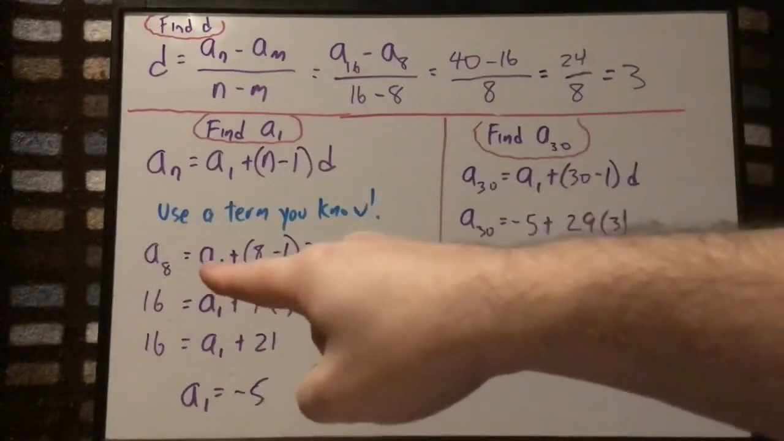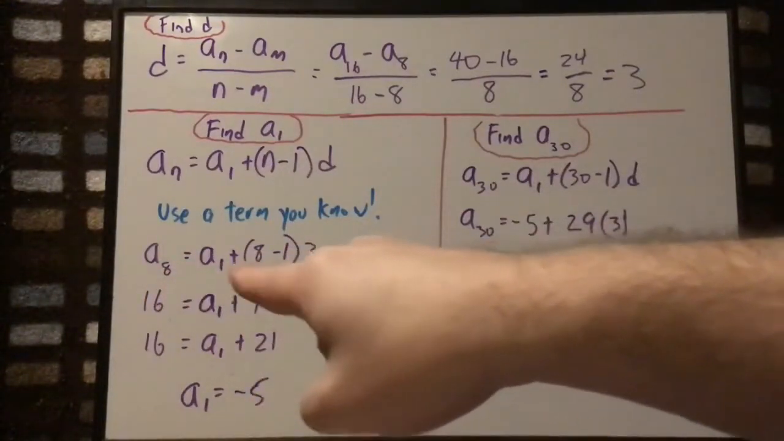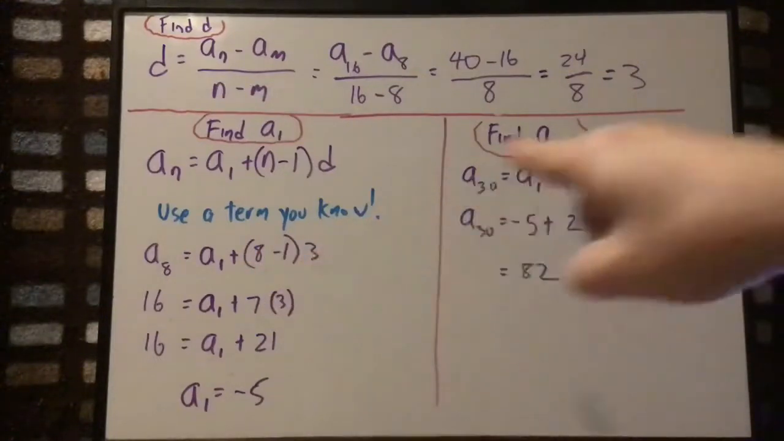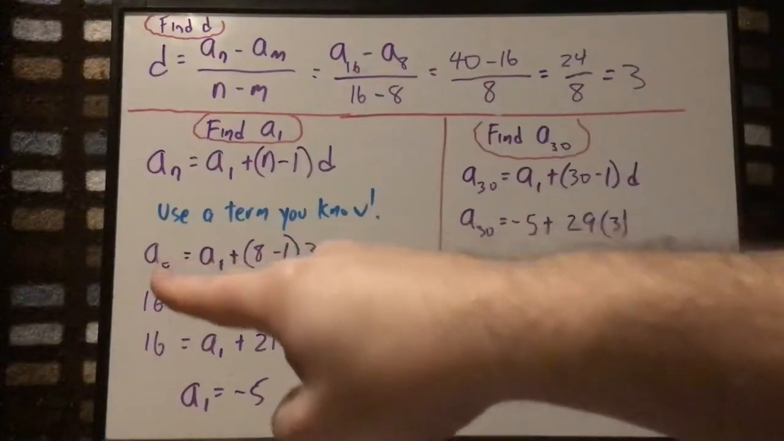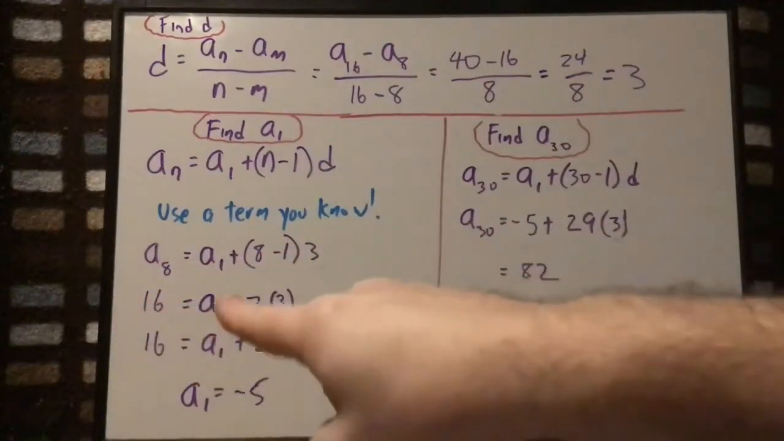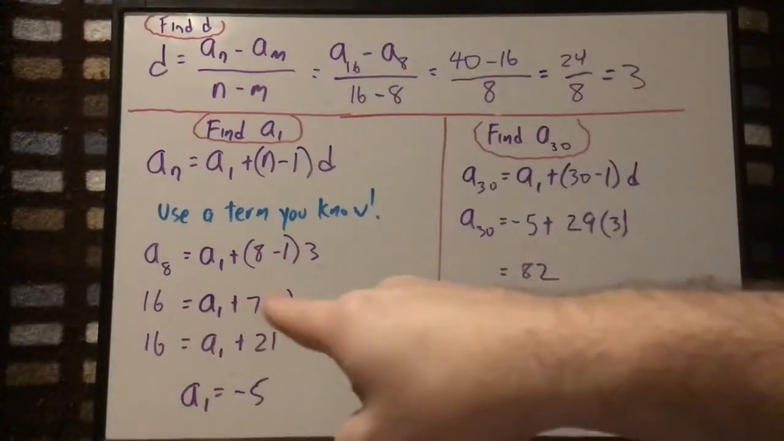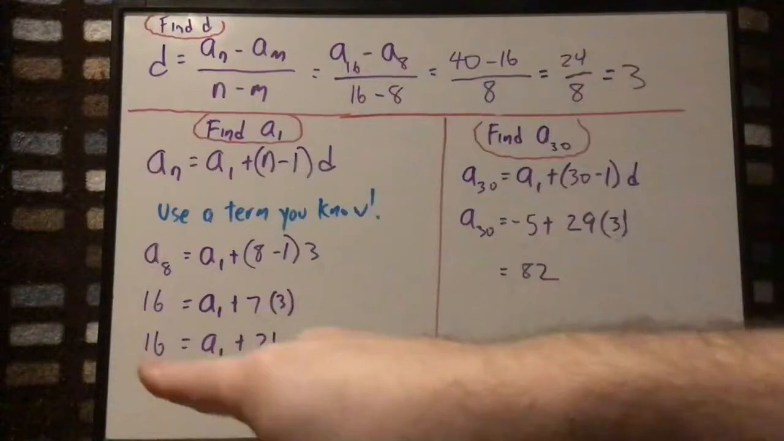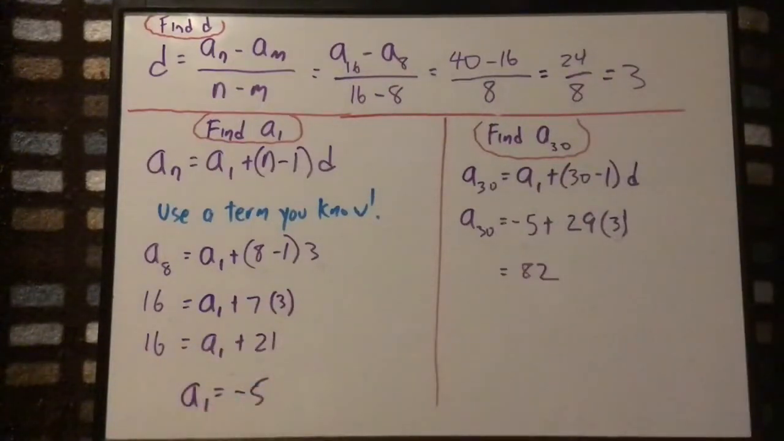I'm looking for a sub 1. Since I know that this is now an 8, this comes out as 8 minus 1. And I know the common difference from what I just did. So with all of this information, all I have to do is replace a sub 8 with what it is, which is 16. And now everything's a number except for the first term, which means I can solve for it. So I'm just going to multiply this 7 times 3, get 21, subtract a 21 over, and my first term will come out as negative 5.